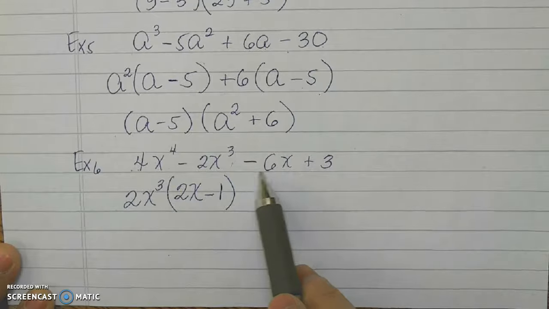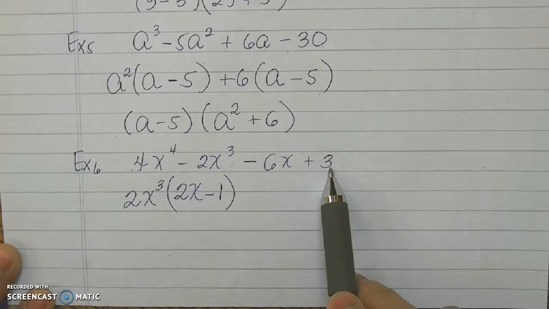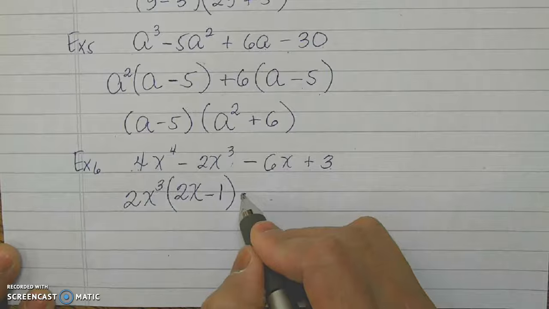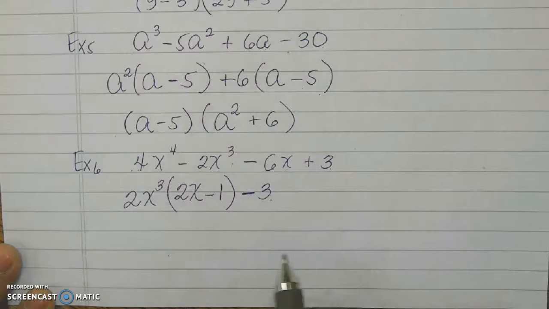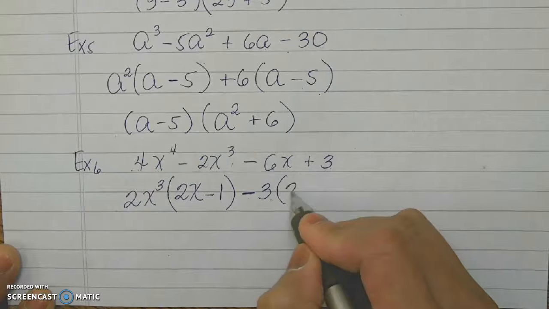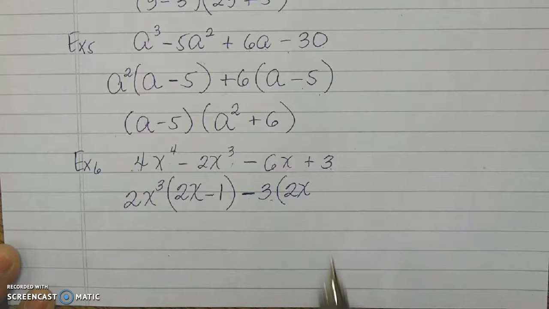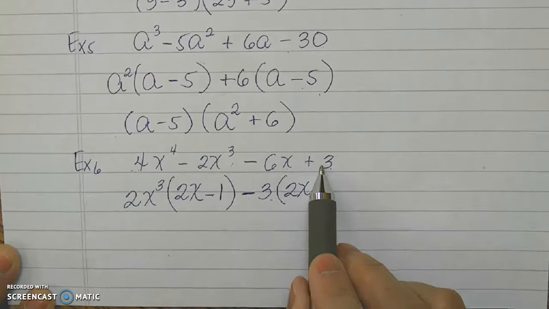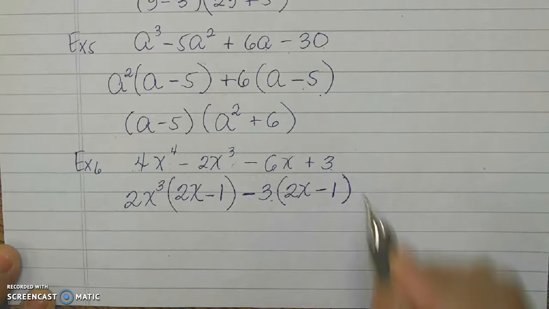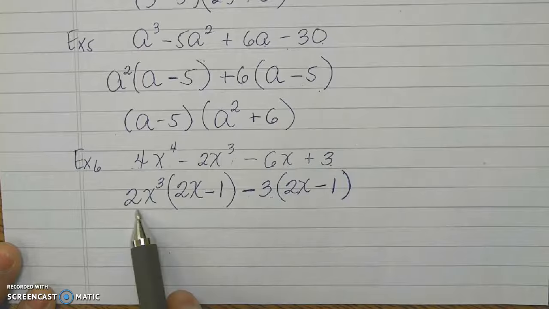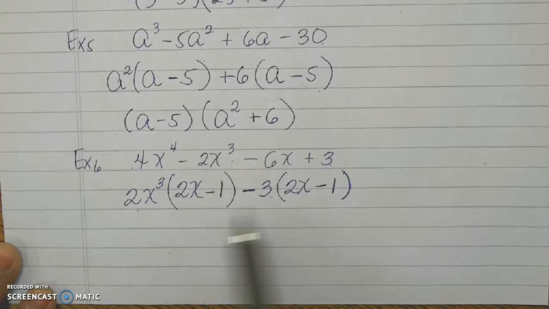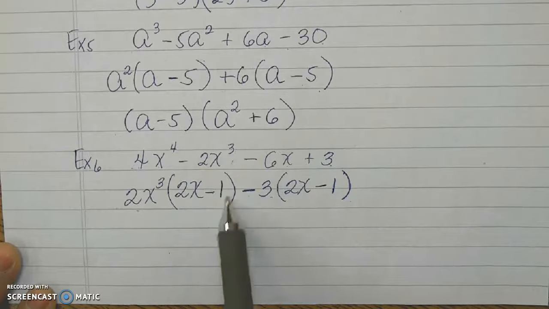I'm seeing a negative 6x and a positive 3. I would take a shot here. I'm going to say that the greatest common factor here is negative 3. Then what's left inside, if I divide by negative 3, is a positive 2x, and then positive 3 divided by negative 3 is a negative 1. So I'm looking at this binomial again, and it has a common factor of 2x minus 1.